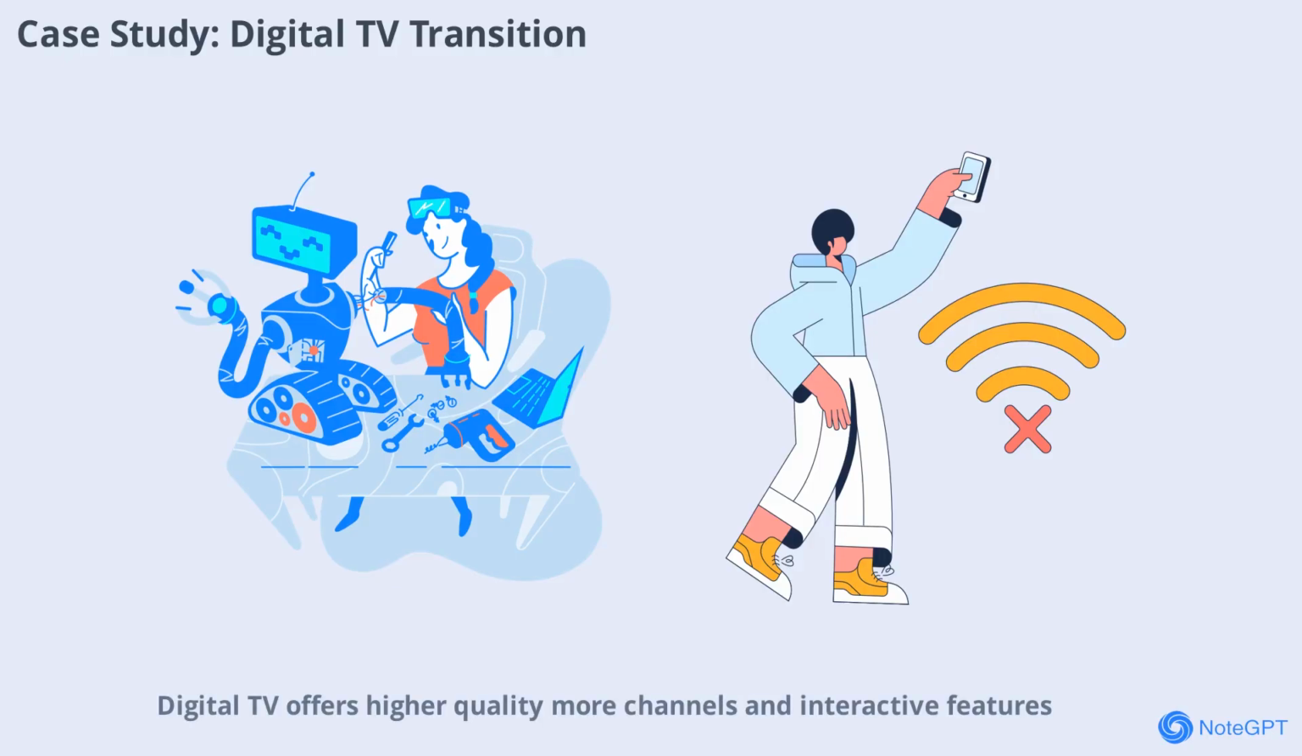Transition from analog to digital television is a great example of how communication standards drive technological progress. Digital TV offers higher quality, more channels, and interactive features, all made possible by new standards. The switch required careful planning to ensure compatibility and minimize disruption for viewers. This case study highlights the importance of standardization in managing technological change.